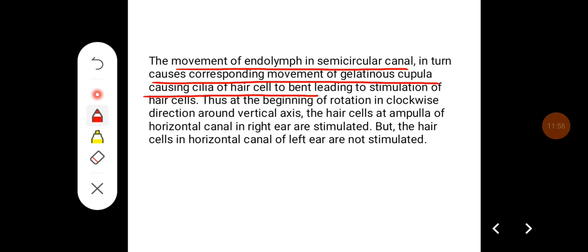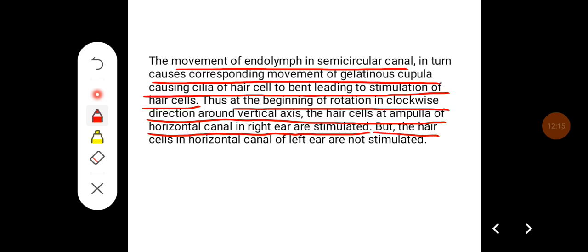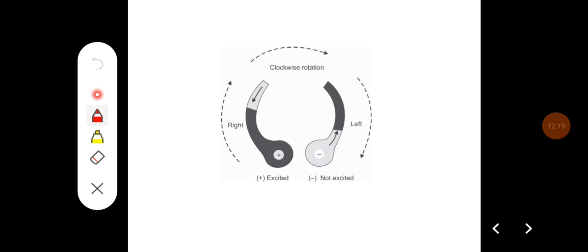The movement of endolymph in semicircular canal in turn causes corresponding movement of the gelatinous cupula, causing cilia or hair cells to bend, leading to stimulation of the hair cells. Thus, at the beginning of rotation in clockwise direction around the vertical axis, the hair cells at the ampulla of the horizontal canal in right ear are stimulated, but the hair cells in the horizontal canal of the left ear are not stimulated. Okay, so this is a diagram showing the movement of the endolymph.